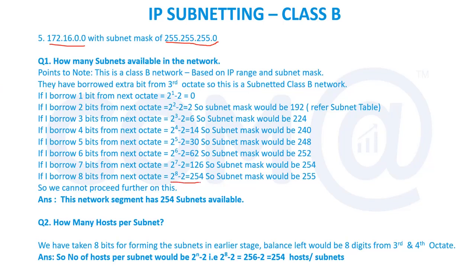I am borrowing complete 8 bits from the host portion. So I'll have 254 subnets. Now the number of networks is 254 networks. What is the number of hosts? Same, 2 power 8 minus 2, 254 hosts. So it is very clear, this network will have 254 small networks. Point 2, each network will have 254 hosts. You will get 254 usable IPs.